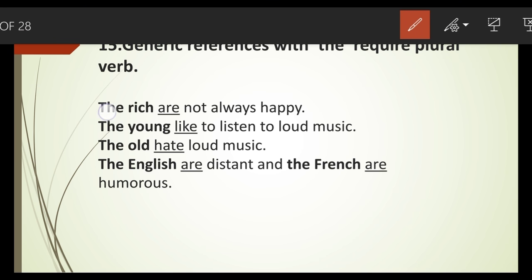We have here the rich, the young, the old, the English, the French. So, here, wala lang yung word na people. Okay? Kasi nga generic term naman siya. In Filipino, ang mga mayayaman, ang mga bata, ang mga matatanda. Okay, di ba ganon? The rich are not always happy. So, bakit are yung ginamit? Kasi nga, the rich people, we are pertaining to the people, madami, who are rich. Hindi mo naman sinabi na the rich na isang tao lang. The rich are not always happy.